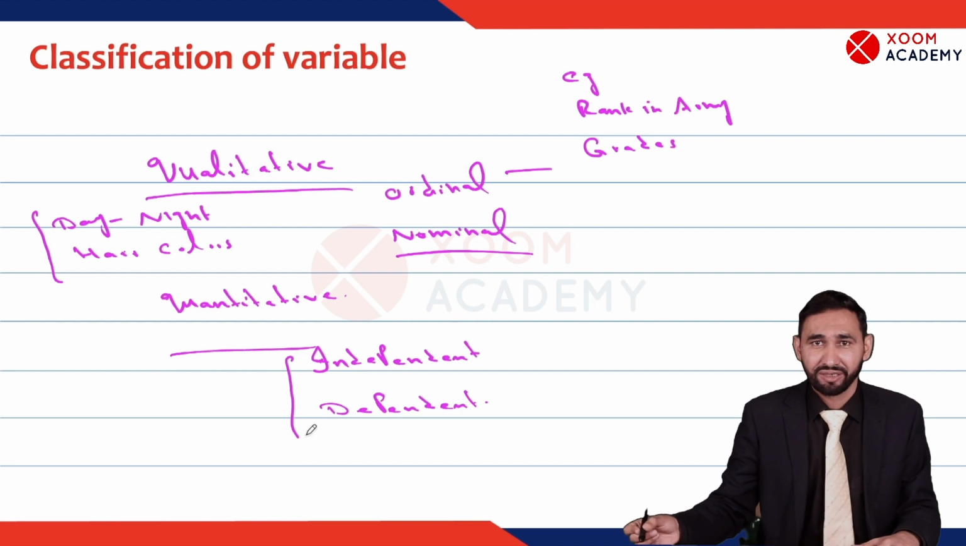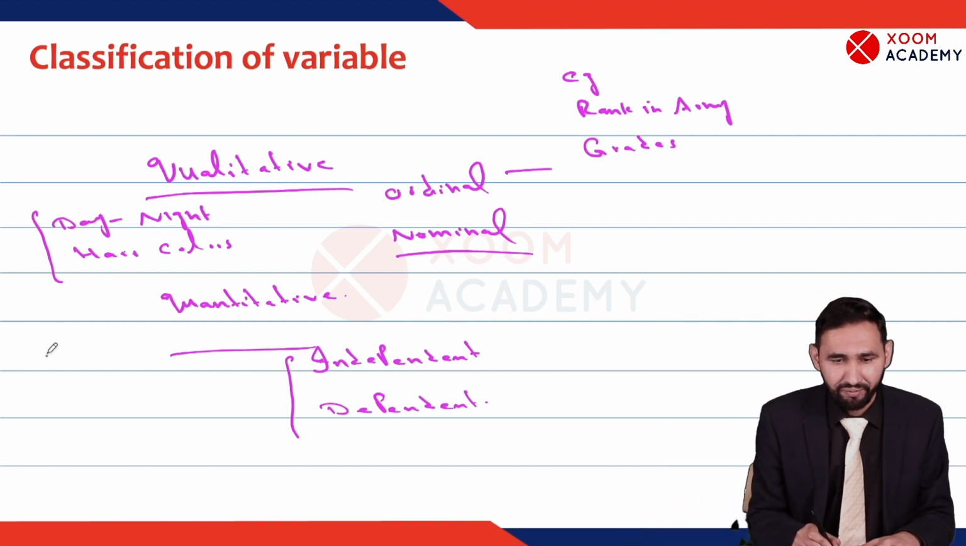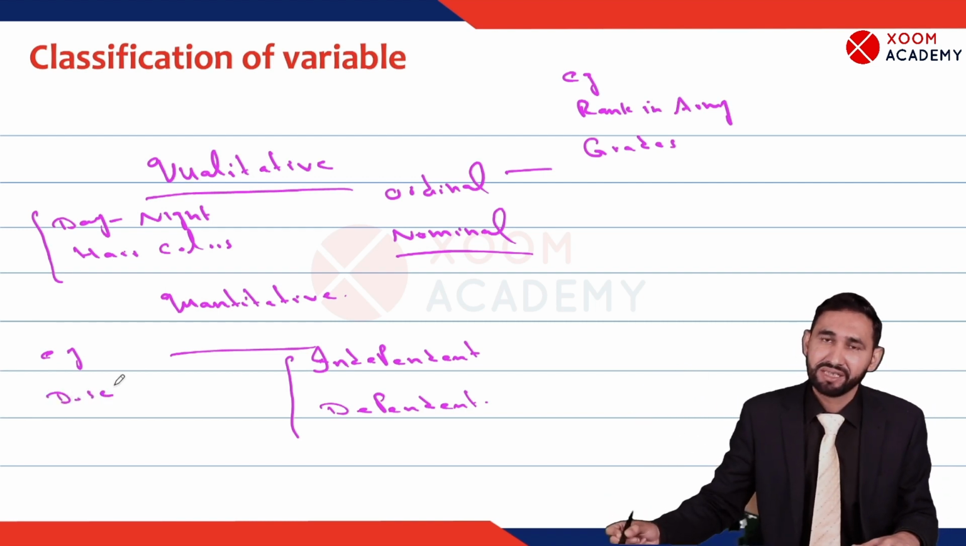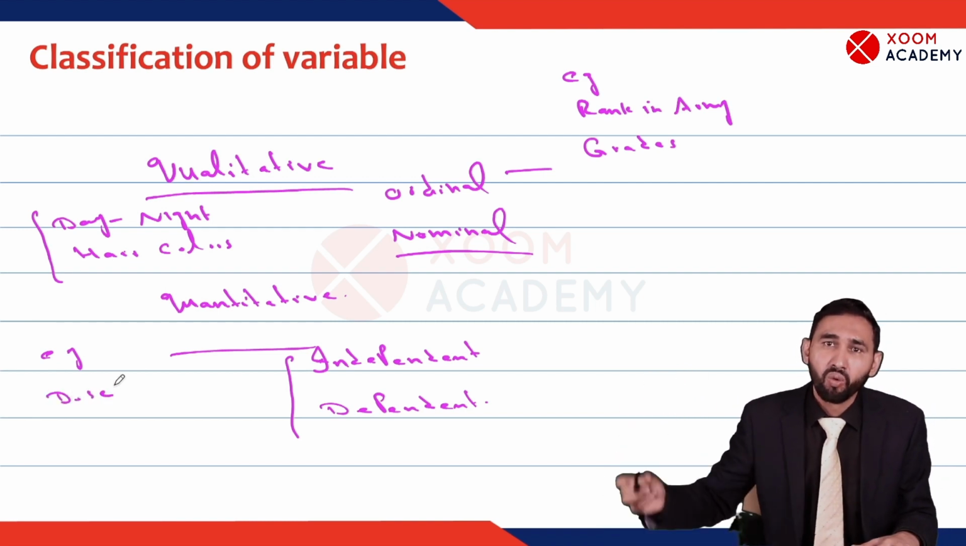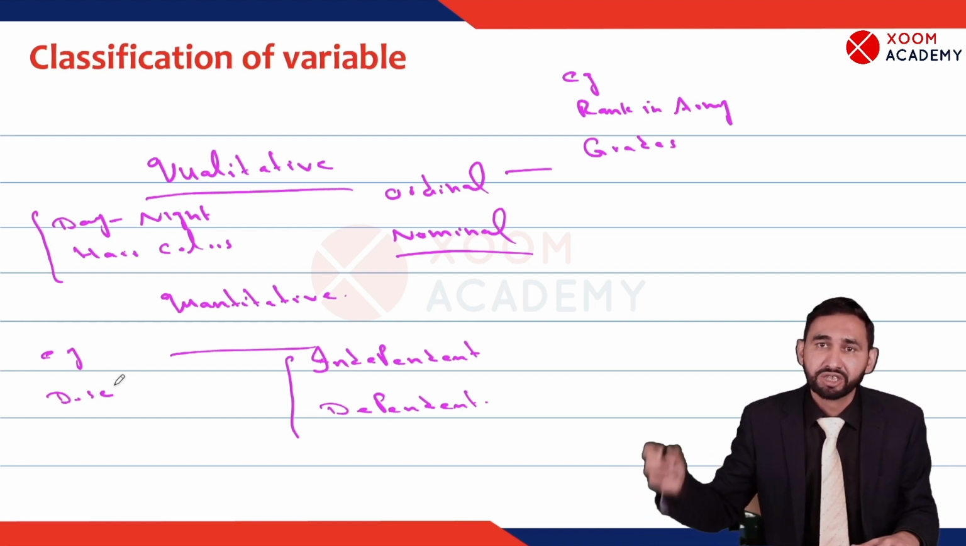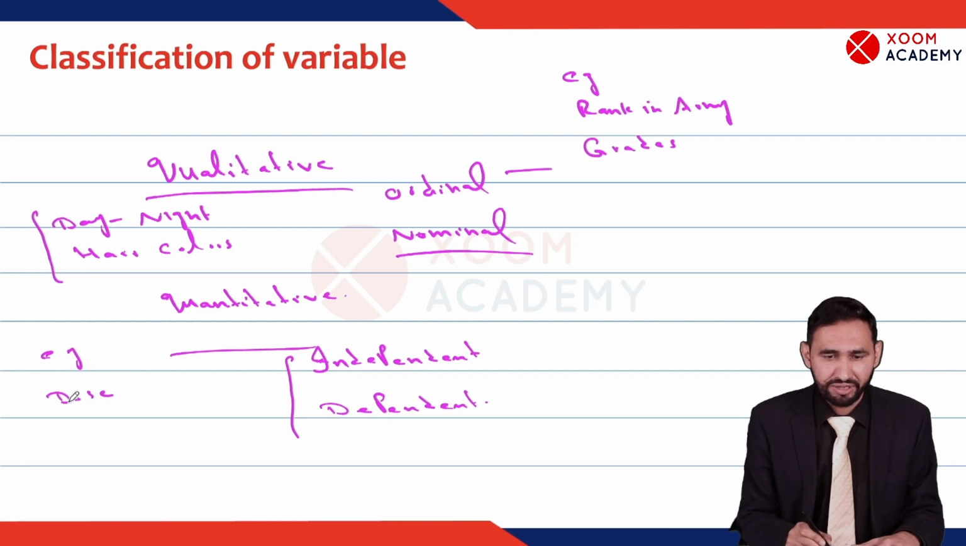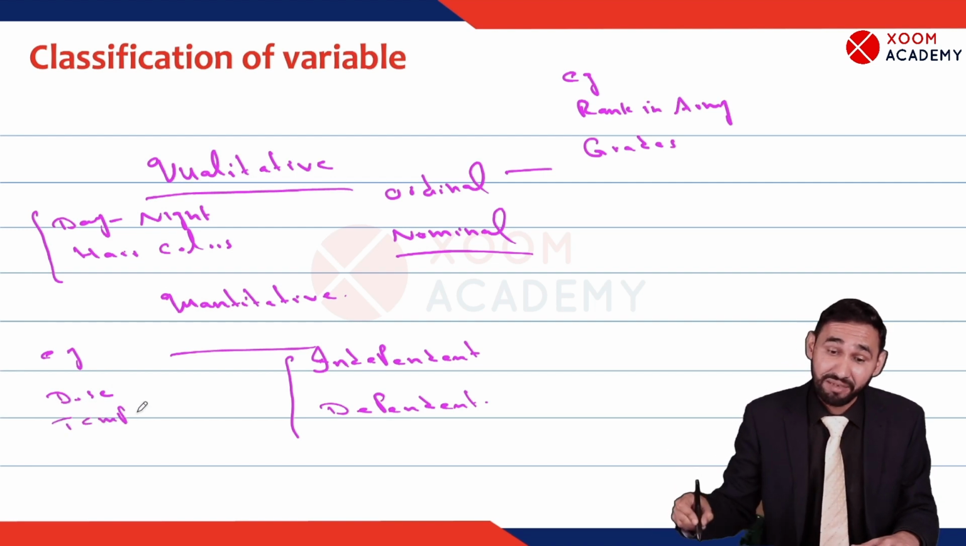A variable we can change, a variable which is in our control. For example, the dose of a drug. During an experiment, during a trial, the dose of the drug is in our control. We can increase or decrease the temperature during an experiment.